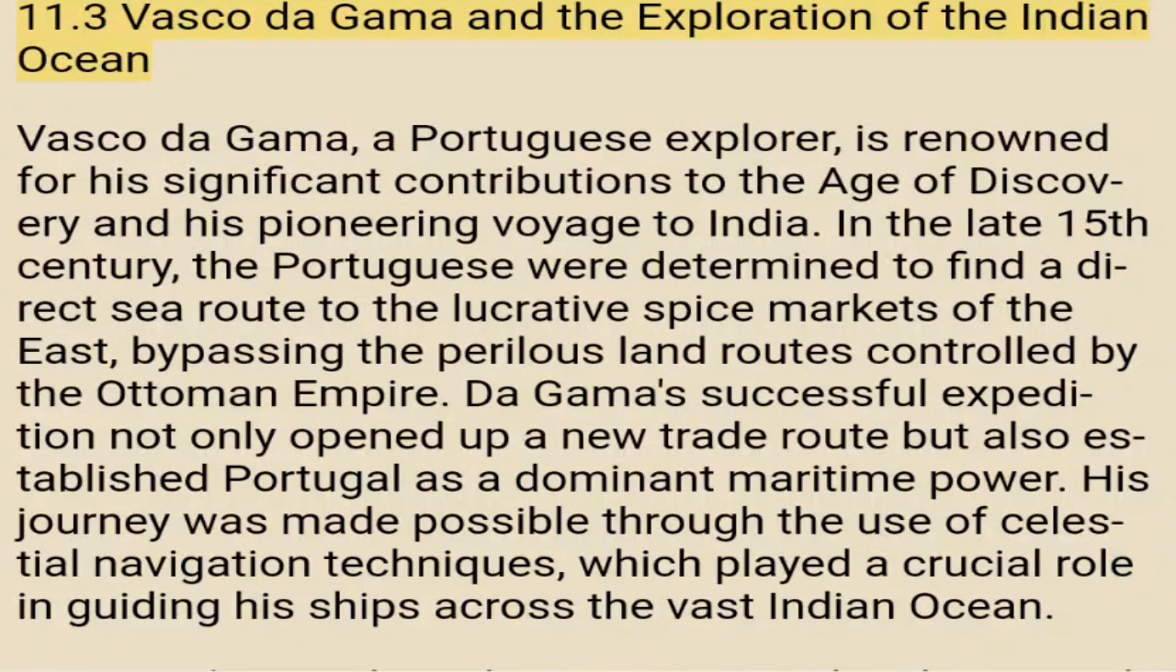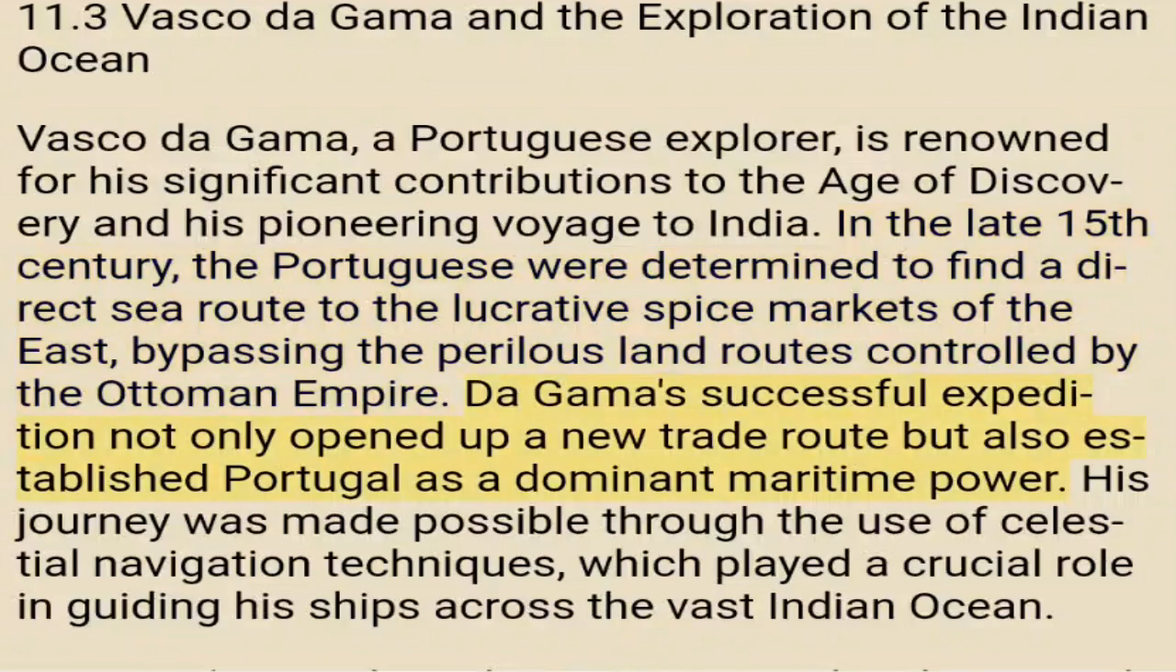11.3 Vasco da Gama and the exploration of the Indian Ocean. Vasco da Gama, a Portuguese explorer, is renowned for his significant contributions to the Age of Discovery and his pioneering voyage to India. In the late 15th century, the Portuguese were determined to find a direct sea route to the lucrative spice markets of the East, bypassing the perilous land routes controlled by the Ottoman Empire.